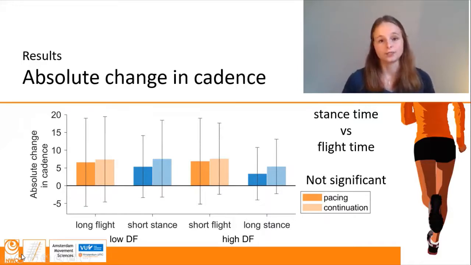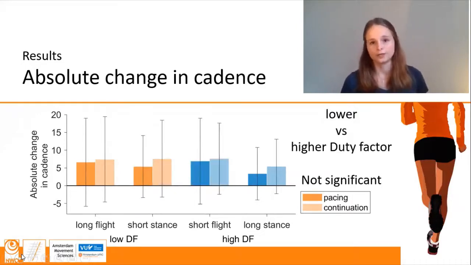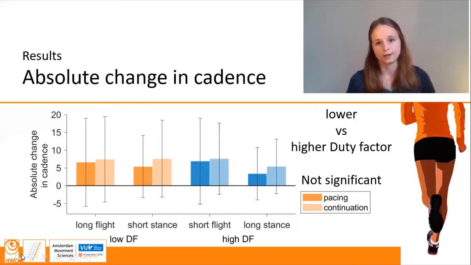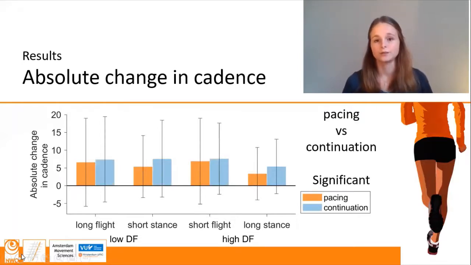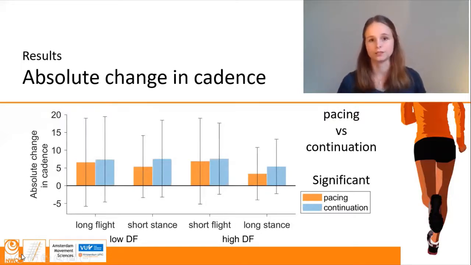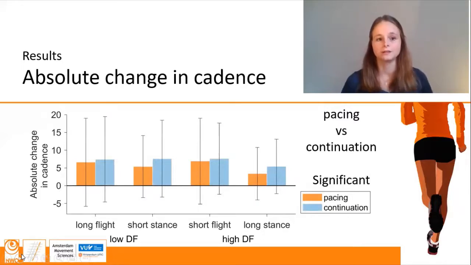We again used the repeated measures ANOVA to compare the different instructions, and again did not find a difference between instructions to change the stance time and instructions to change the flight time. We also didn't find a significant difference between instructions towards a lower duty factor and instructions towards a higher duty factor, but we did find a significant difference between the minutes with pacing and the minutes without auditory pacing, which we called the continuation. As you can see in the figure, the absolute change in cadence is higher in the continuation phases, which indicates that the presence of the pacing reduced the absolute change in cadence.